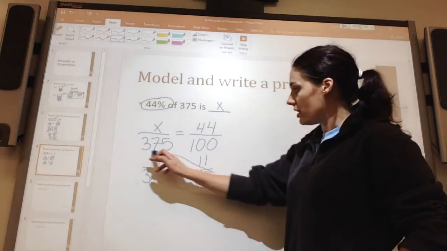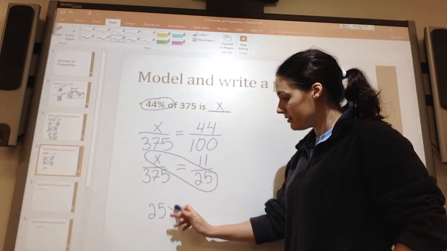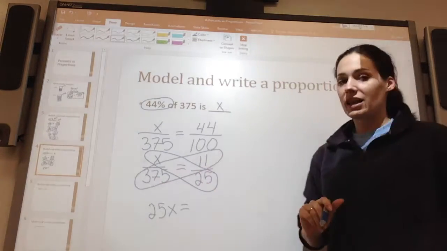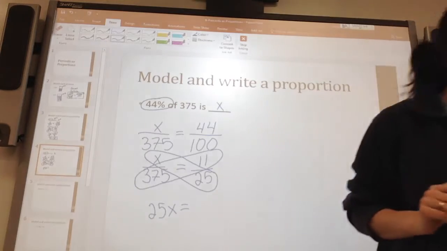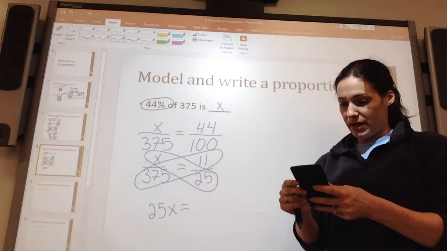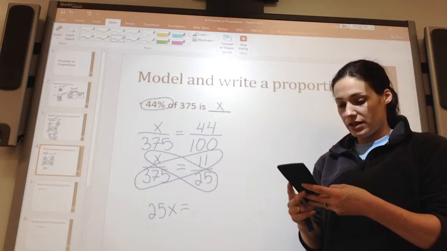Okay, so let's do our cross product. X times 25, I'll write as 25x equals, and then we have to multiply this direction. 11 times 375. You should grab your calculators. I am going to grab my calculator. We have 375 times 11.